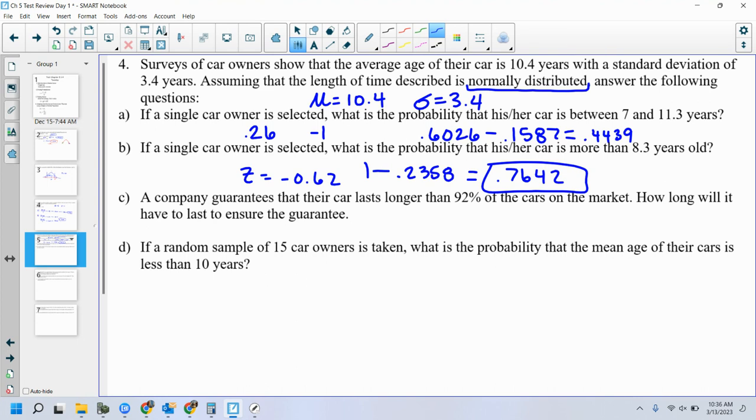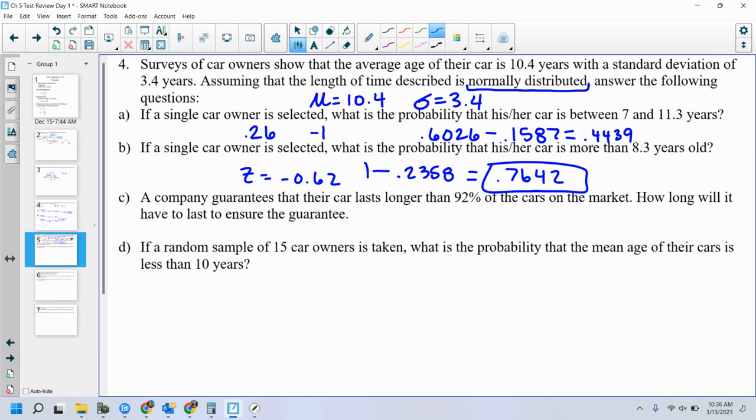Good so far? Let's take a look at part C. A company guarantees that their car lasts longer than 92% of the cars in the market. How long will it have to last to ensure that guarantee? Okay, so now this is when the next section comes into play. I have to look at the percentage, right? So 0.92.